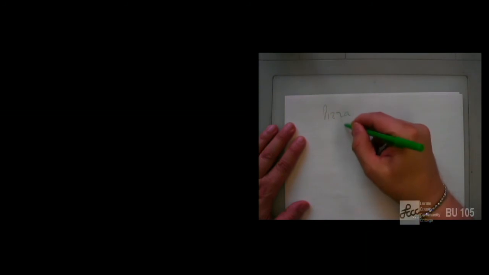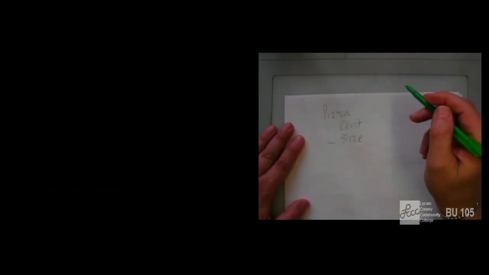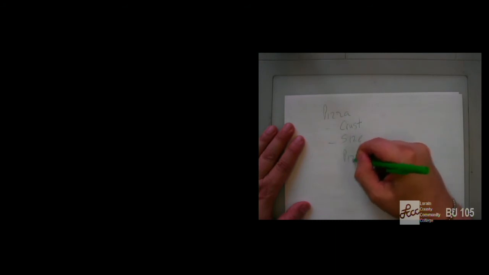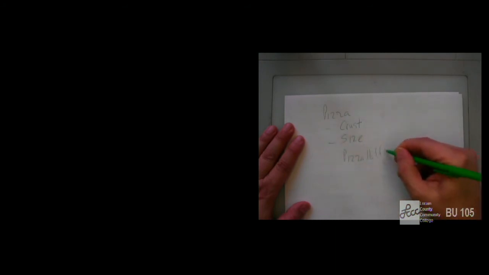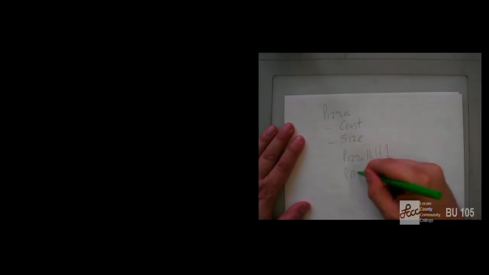So what I would do, to answer the question, is no, because a pizza half is not a pizza, and a pizza is not a pizza half. A pizza is comprised of two pizza halves. All right? So I would have a pizza class that would have an attribute for crust, an attribute for size. And again, those probably would be enumerations. I would then have pizza half one, that is a pizza half, and pizza half two, that is a pizza half. And then I might have a flag that says, is the pizza a split pizza or not?